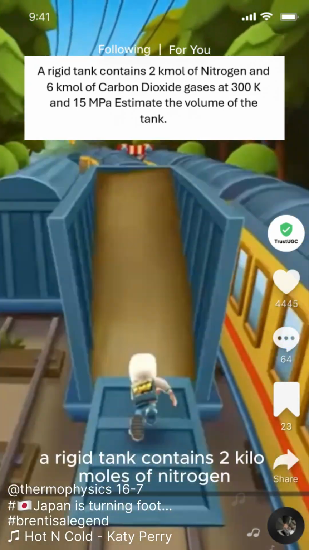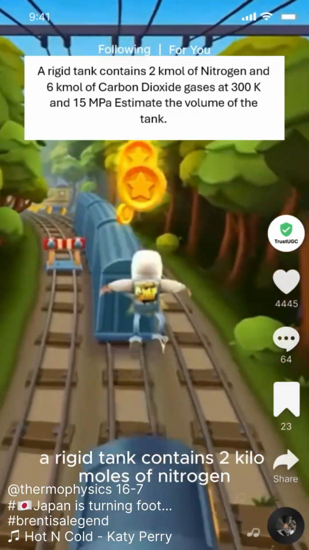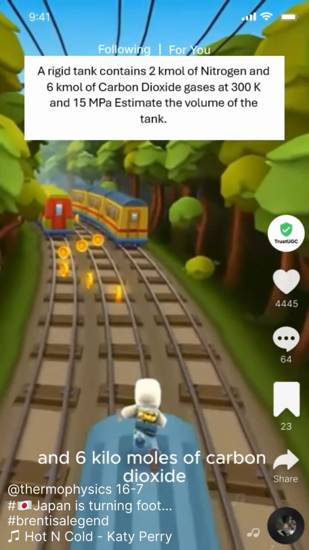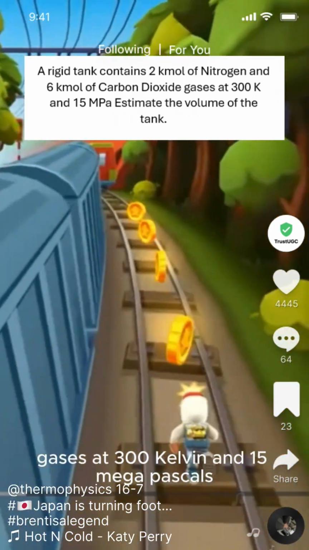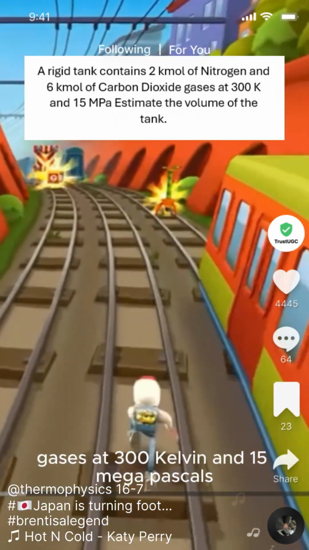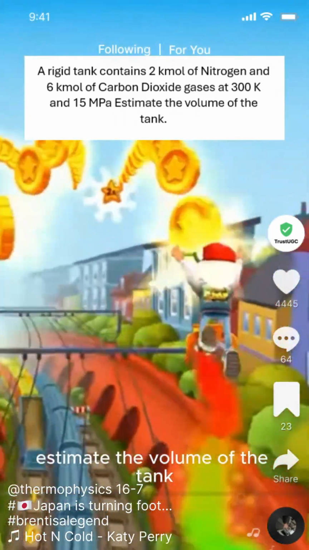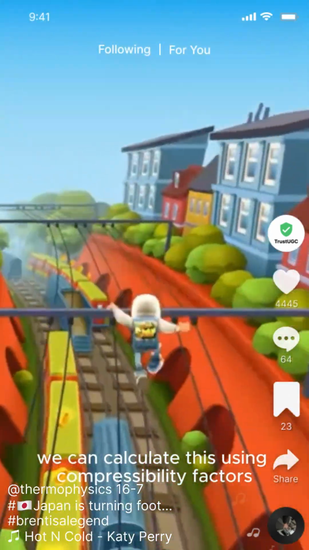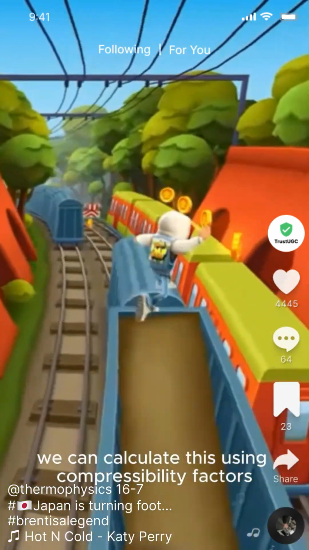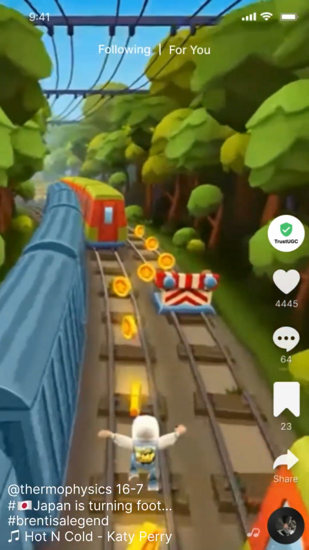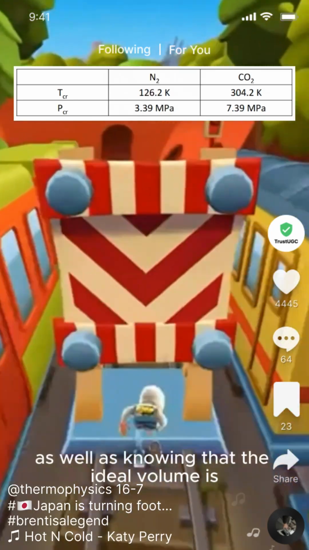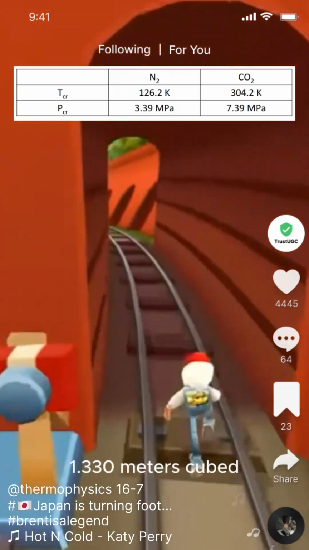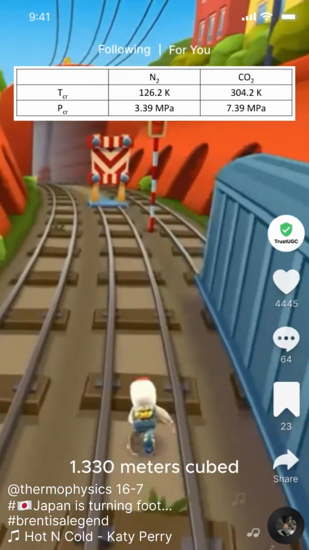A rigid tank contains 2 kilomoles of nitrogen and 6 kilomoles of carbon dioxide gases at 300 Kelvin and 15 megapascals. Estimate the volume of the tank. We can calculate this using compressibility factors and Amagat's law. Important values are shown in this table, as well as knowing that the ideal volume is 1.330 meters cubed.